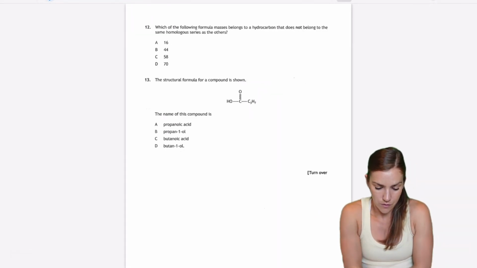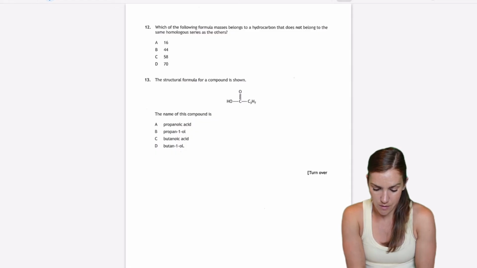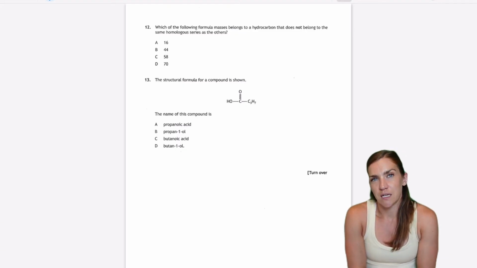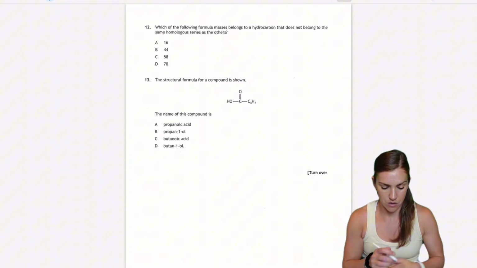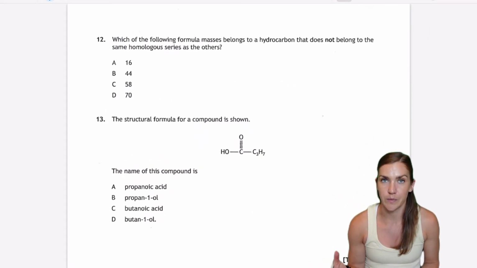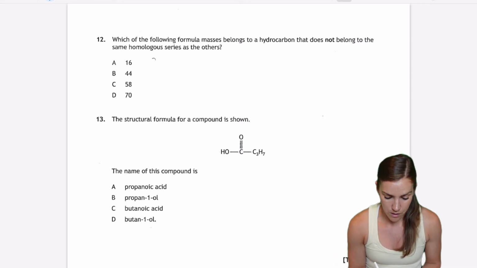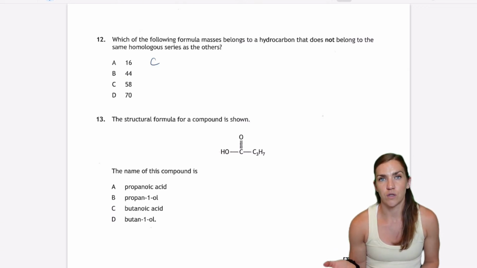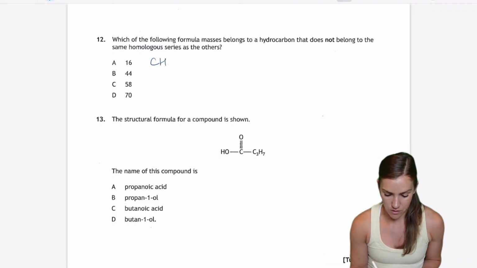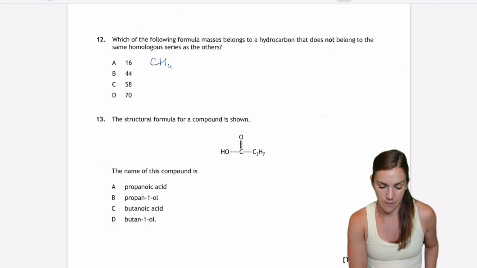Question 12, which of the following formula masses belongs to a hydrocarbon that does not belong to the same homologous series as the others? So this one is a little bit tricky. You want to kind of guess how many carbons are in the hydrocarbon so that you can then work out how many hydrogens it has. So if it's got a mass of 16, it's likely there's only going to be 1 carbon in there because each carbon weighs 12. So 1 carbon weighing 12, that means there's 4 left over for the hydrogens. Each hydrogen weighs 1, so that means there's 4 hydrogens. So CH4 would be the formula for that one.